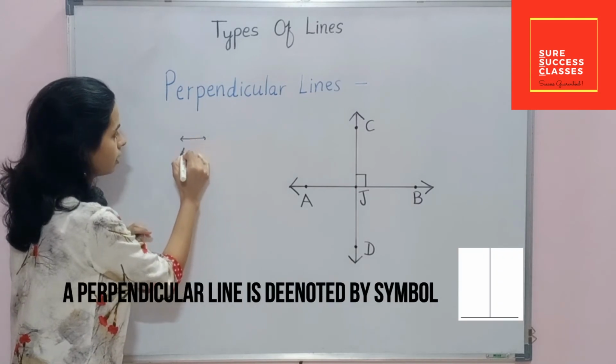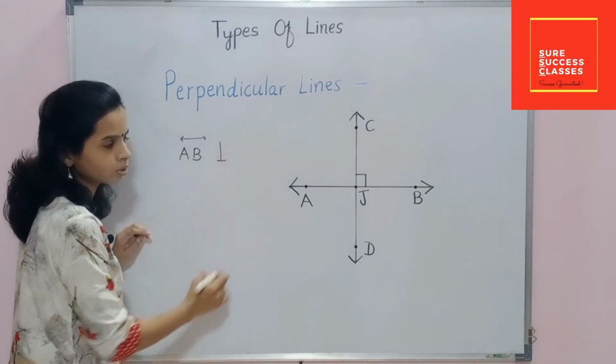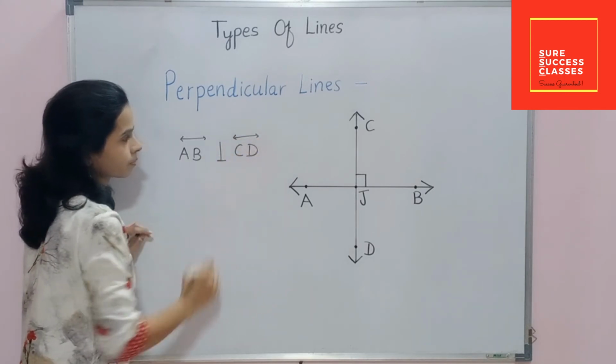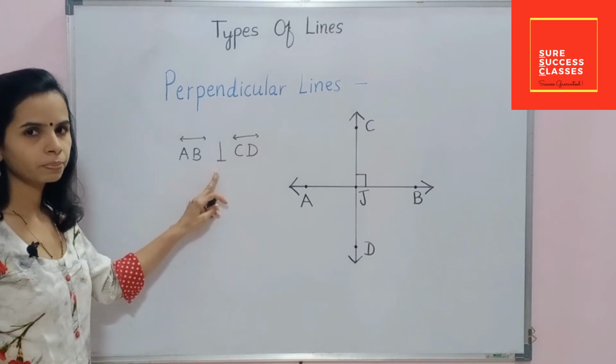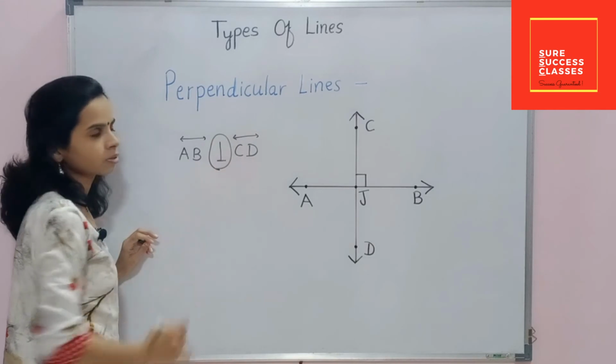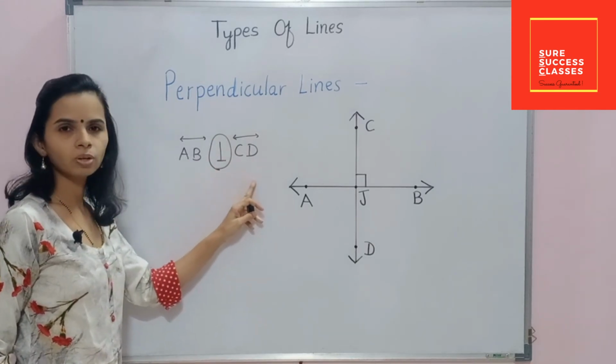line AB is perpendicular to line CD. This is the symbol of perpendicular. Keep in mind the symbol. We read it as line AB perpendicular to line CD.